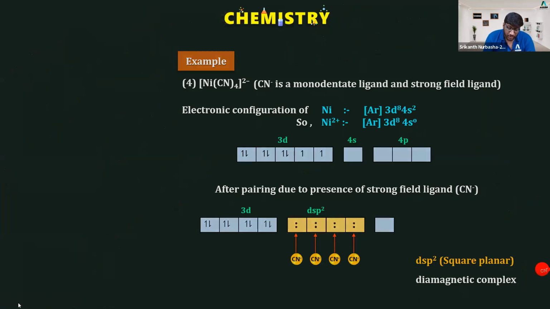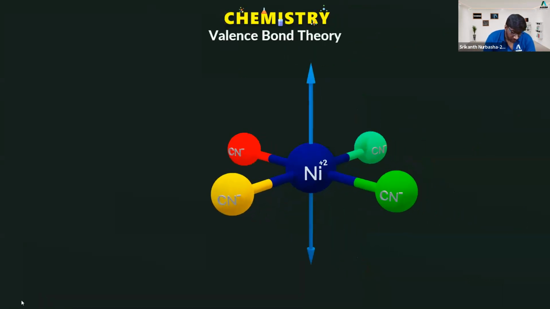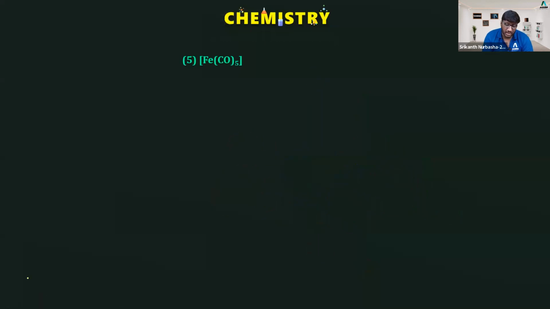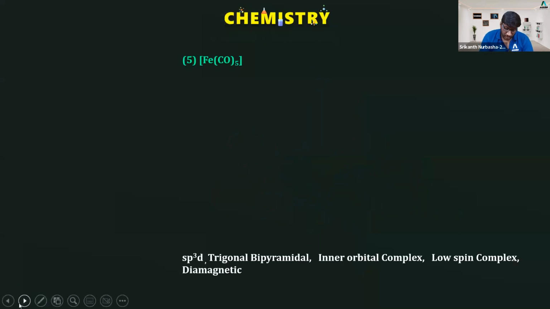Fine students, let us proceed further. This is your Ni(CN)4 2 minus. Fe(CO)5, try to figure it out here. Fe(CO)5, try to write the electronic configuration of iron.